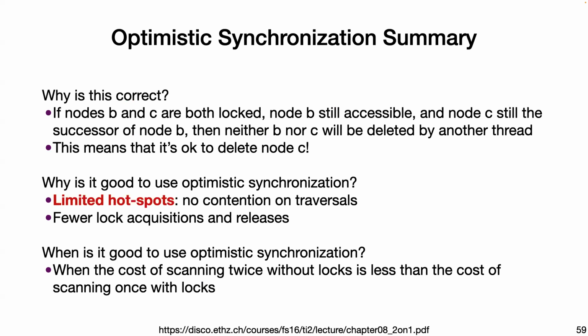And yeah, so why is it good to use optimistic synchronization? You would have limited hotspots, so you would have less contention, specifically on the head, and you would have fewer lock acquisitions and releases because you would only try to grab the 2 locks that you need. You may have to do some validation and you might have to start over, but if the contention is not extremely high, then you probably won't. And it is good to use optimistic synchronization when the cost of scanning twice without the locks is less than the cost of scanning once with the locks, because otherwise you would just use hand over hand.